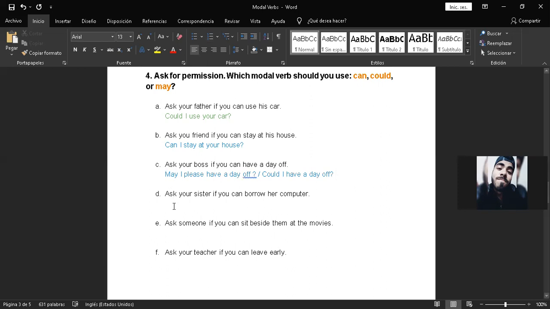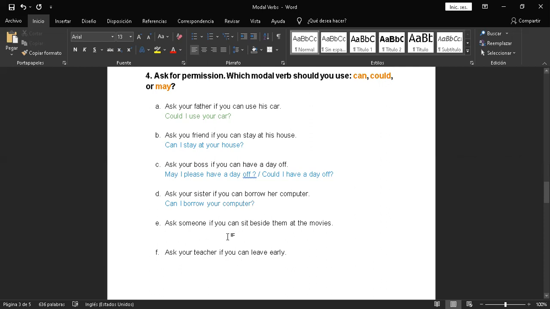Letter D says, ask your sister if you can borrow her computer. So think about the context. How would you ask your sister, with can, could, or may? It would be, can I borrow your computer? Because you're asking directly.